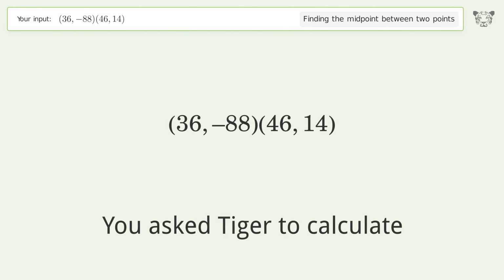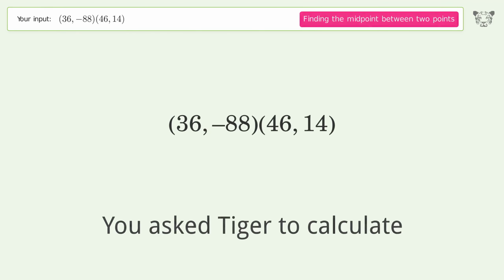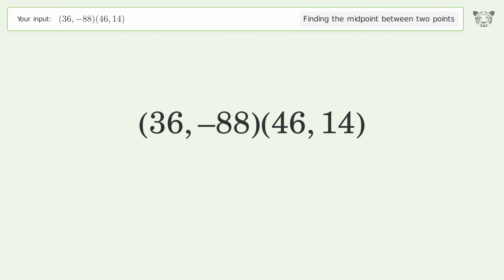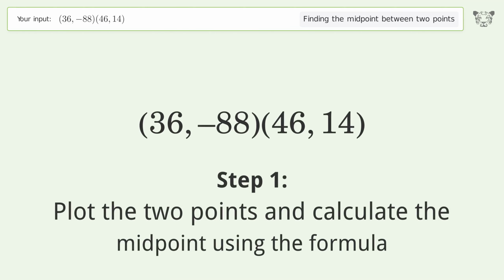You ask Tiger to calculate. This deals with finding the midpoint between 2 points. The midpoint between the 2 points is 41, negative 37. Let's solve it step by step. Plot the 2 points and calculate the midpoint using the formula.